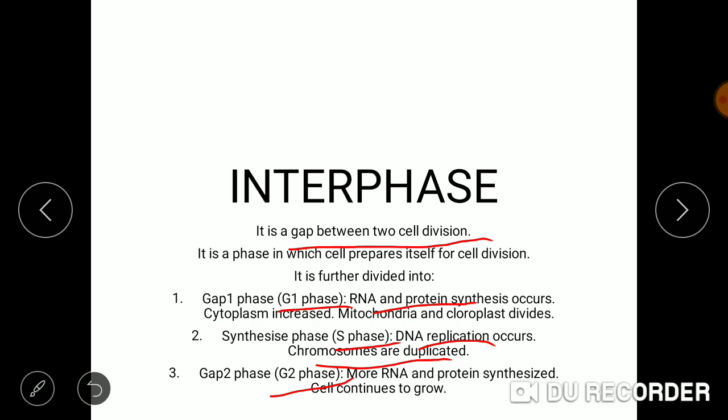Now, during G2 phase, more of the RNA and protein are getting synthesized. It is very similar to that of G1 phase. In G1 phase, we have observed that RNA and protein were getting synthesized, and in G2 phase as well, more of the RNA and protein is getting synthesized, and the cell is continuing to increase in size and it is growing. This G2 phase will be the last phase of growth of the cell. After this, the cell division will occur.